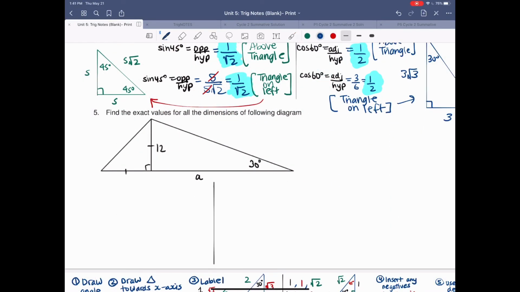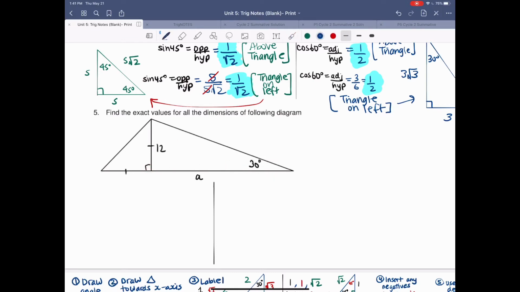So let's take a look at the next question. Question 5. Find the exact values for all the dimensions of the following diagram. Okay, so we have a triangle over here. It's an isosceles right angle triangle, and because this is a right angle, that makes this a right angle, and the rest.